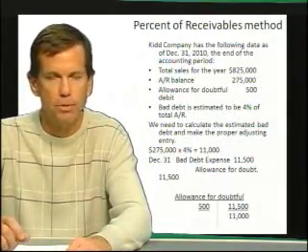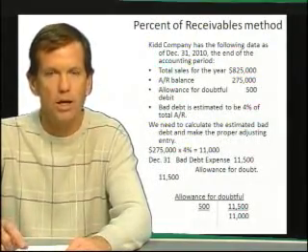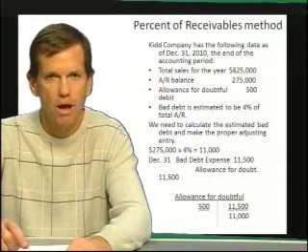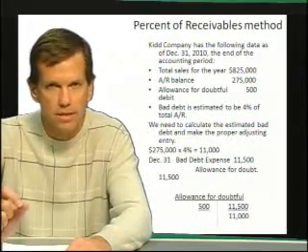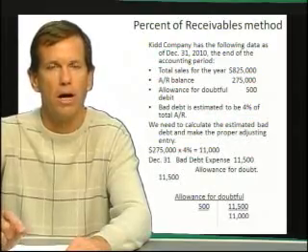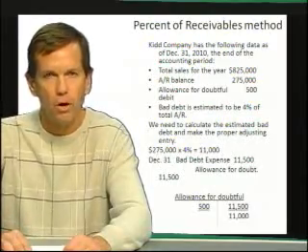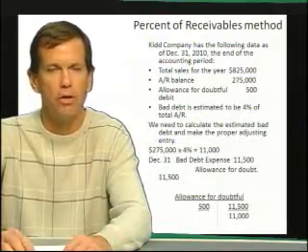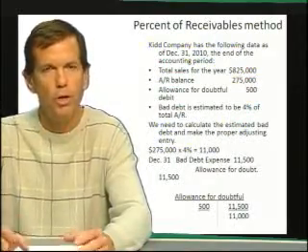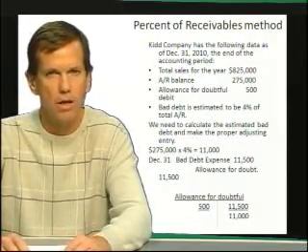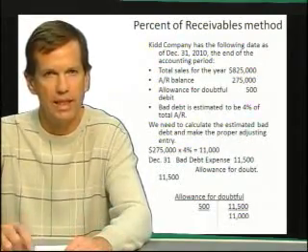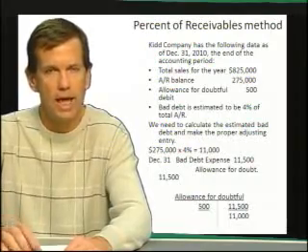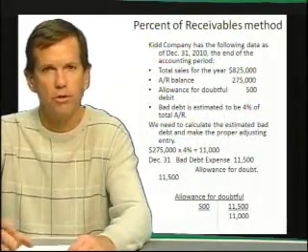When it's the percentage of receivables method, we are saying we want the allowance for doubtful accounts to have an $11,000 credit balance. Whatever that estimate is, that's the balance we want to have in our allowance account. So currently, the allowance account has a $500 debit balance. So what do we need to do to give it an $11,000 credit balance? Well, we need to debit bad debt expense for $11,500 and credit the allowance account for $11,500. And as you can see from the next slide, that's what we do.